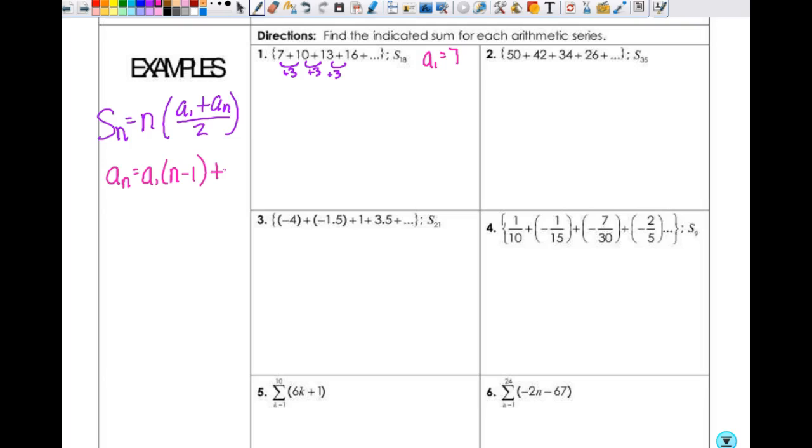Oh, I have the wrong thing. That's D. I put the wrong thing. I was writing the wrong thing down. Oh, goodness gracious. D, and this is A1. I know, I had it backwards. I'm sorry.